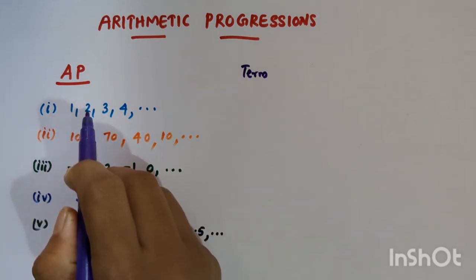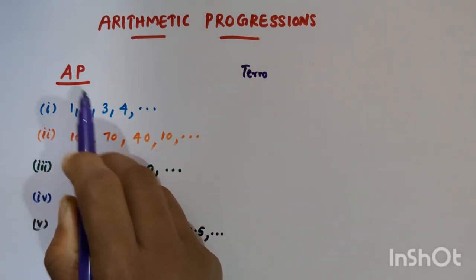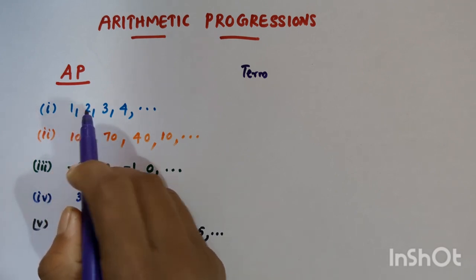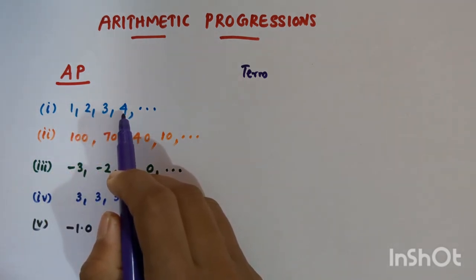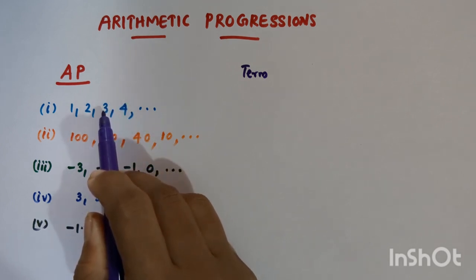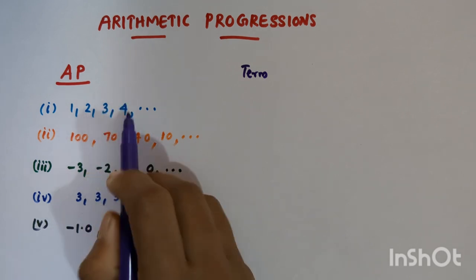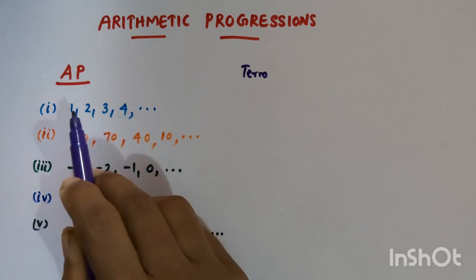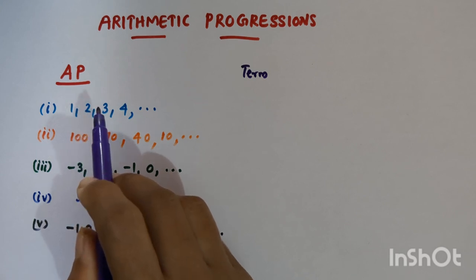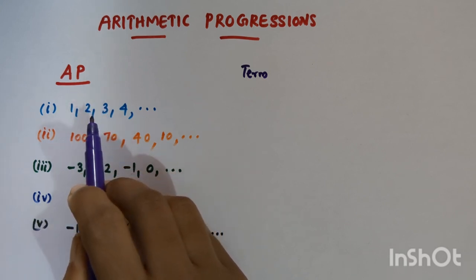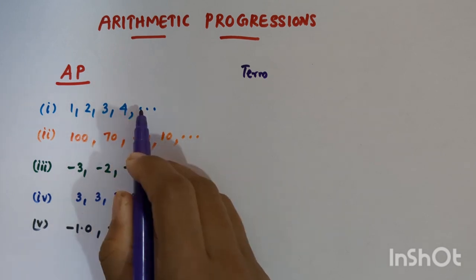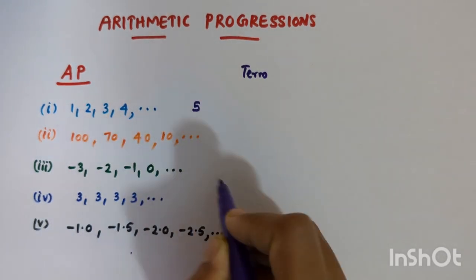That is, if you consider the term 2, its preceding term is 1. So 2 is 1 more than 1, that is 1 plus 1. Similarly, if you consider this term 4, its preceding term is 3. So 1 more than 3, that is 3 plus 1, 4. So in the first list, each term is 1 more than the preceding term. So what will be the next term? What will be the fifth term? 4 plus 1. That is, the fifth term will be 5.